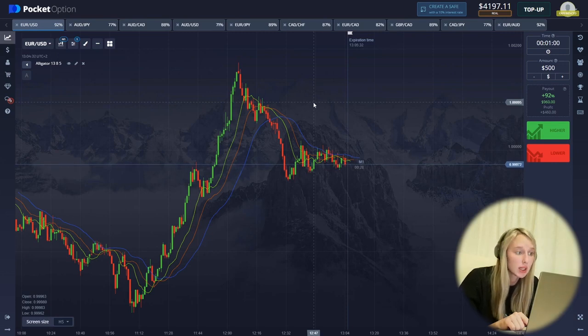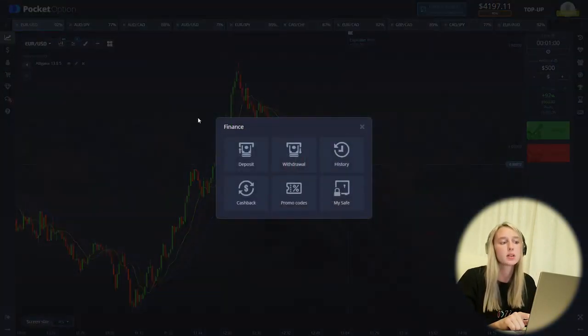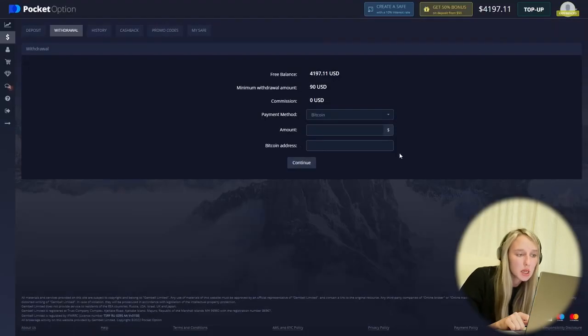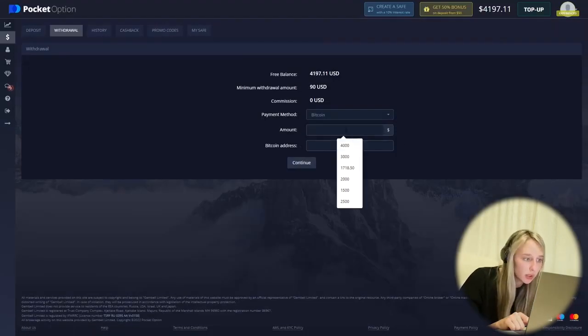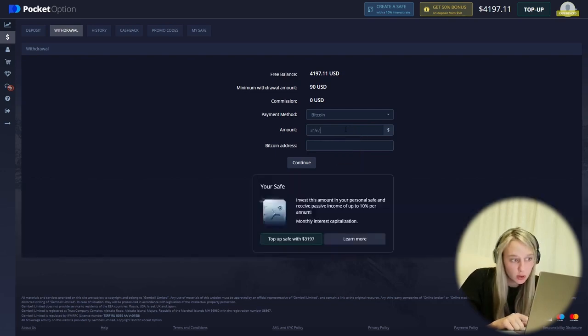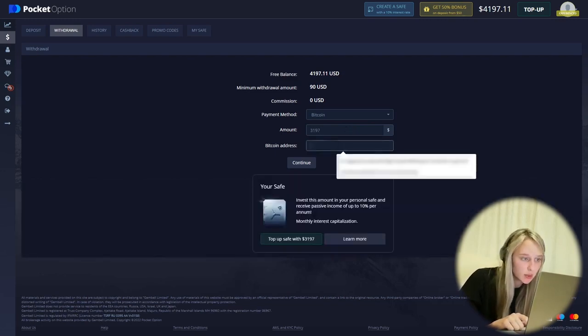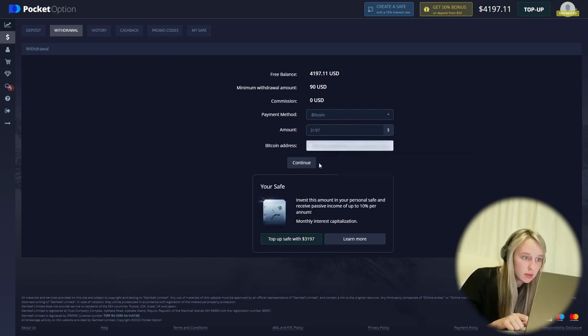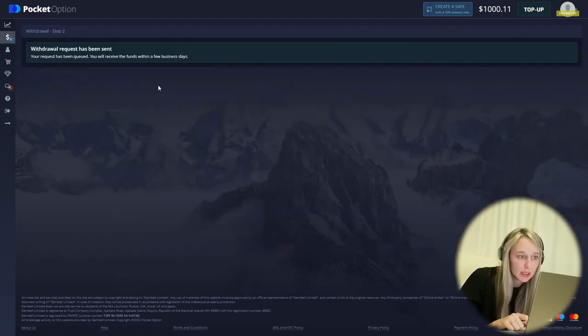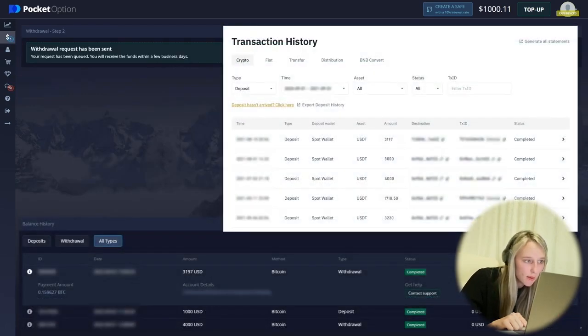$4,197 in our balance sheet, and an excellent result, I think, given that we started with $1,500. Actually, we will not delay. Let's go to the withdrawal. I will withdraw to a Bitcoin wallet. Let's enter $3,197 so that an even amount remains in the balance sheet. Click continue. All of our transactions are being processed. I'll attach a screenshot of the successful operation.